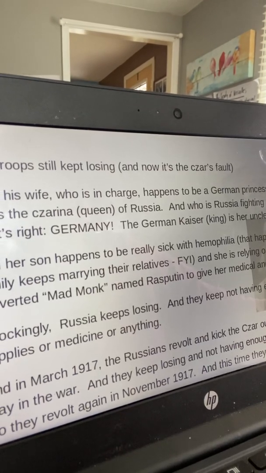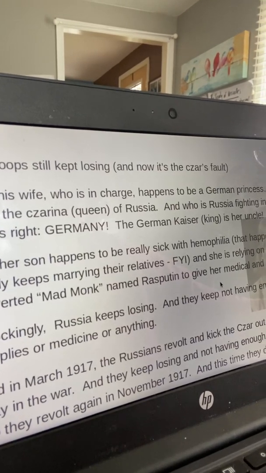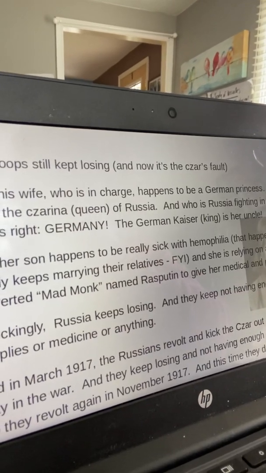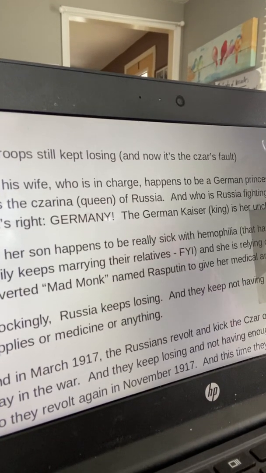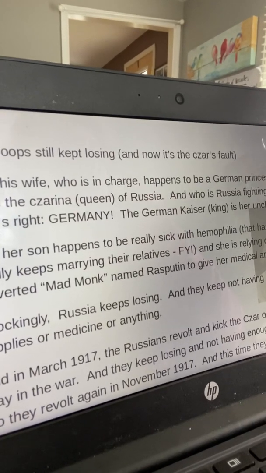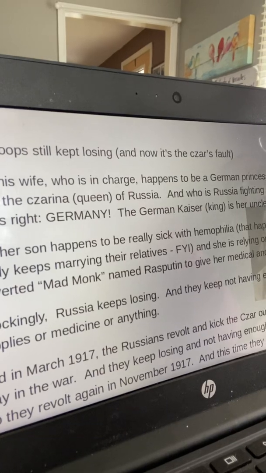So in March of 1917, the Russians revolt and kick the Tsar out of power. They put a guy in charge named Alexander Kerensky. Alexander Kerensky says, oh, we've made a deal with our other allies, with England and France. We can't let them down. So they stay in World War I.